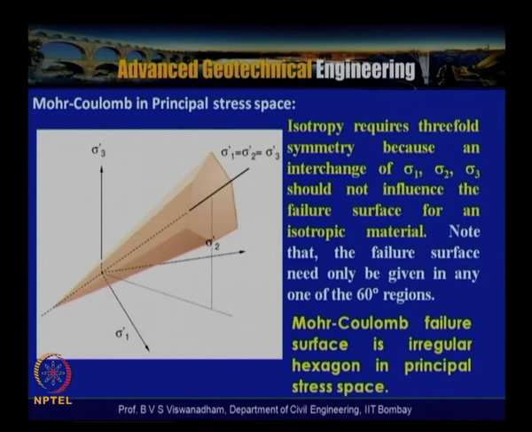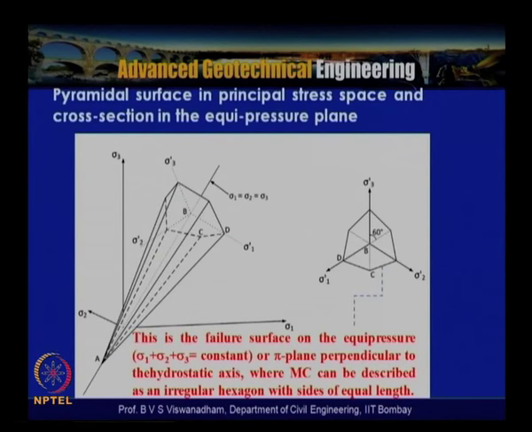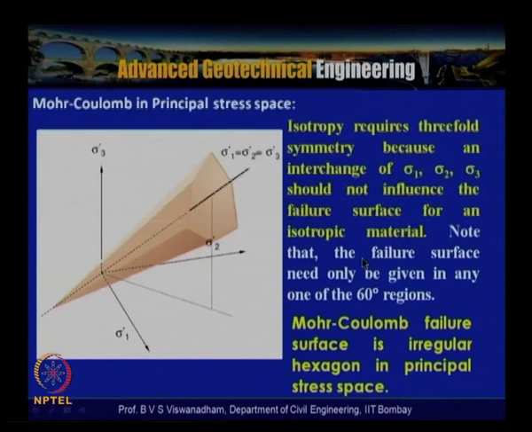Note that the failure surface need only be given in any one of the 60 degree regions, which is what is shown here. So the failure surface need only be given in any one of the 60 degree regions, and the Mohr Coulomb failure surface is an irregular hexagon in principal stress space.